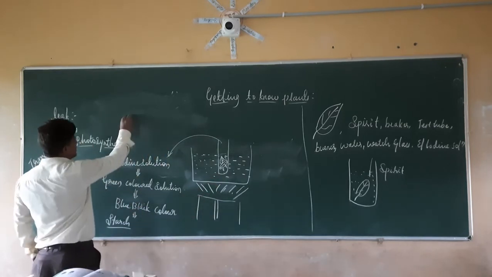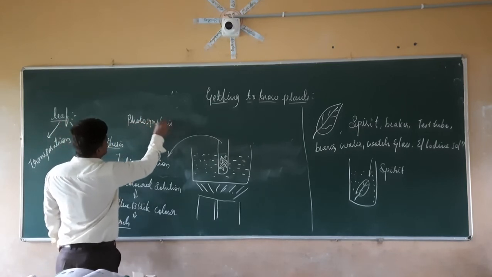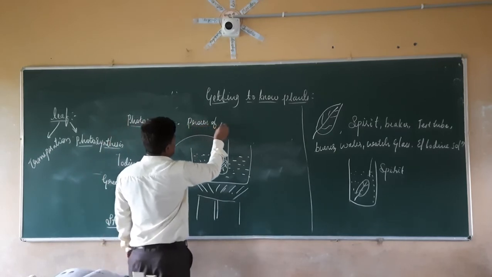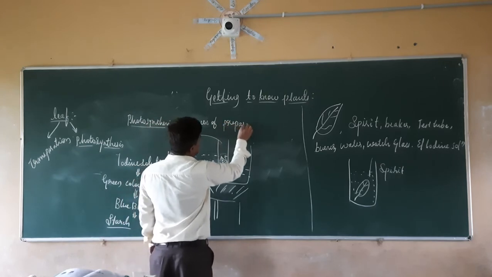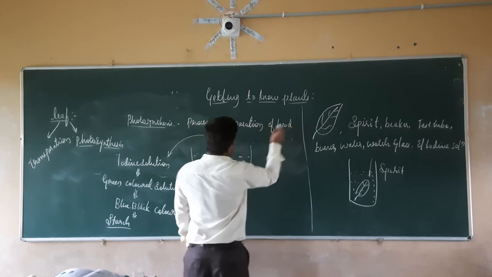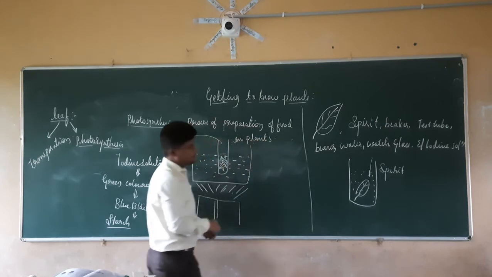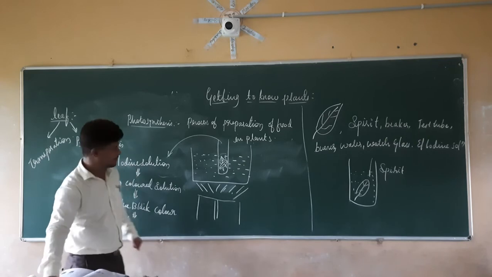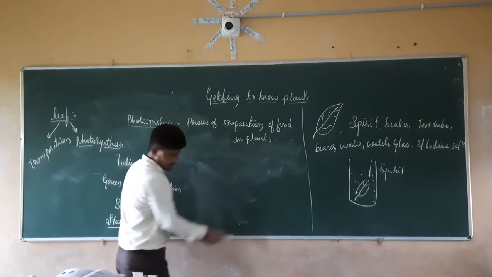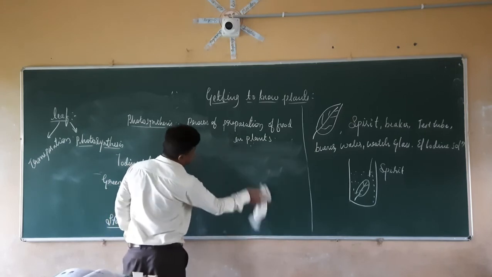So what is the photosynthesis here? Photosynthesis is the process of preparation of food in plants. They are going to utilize the sunlight for the preparation of the food, as well as they are going to utilize the water.